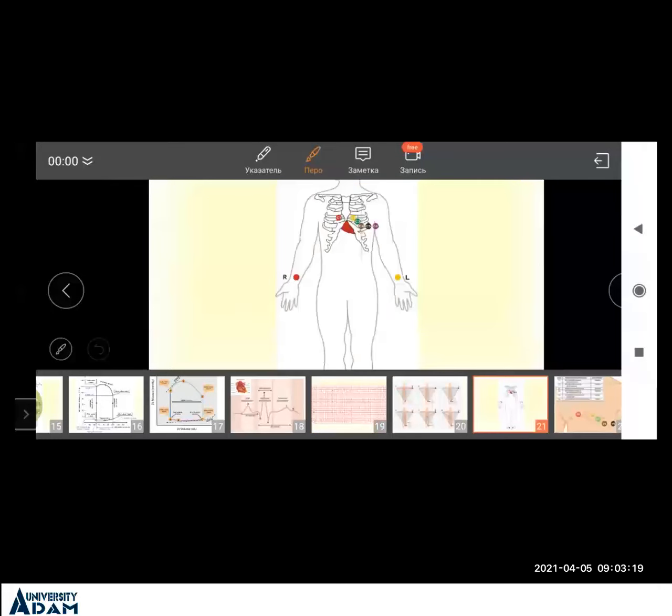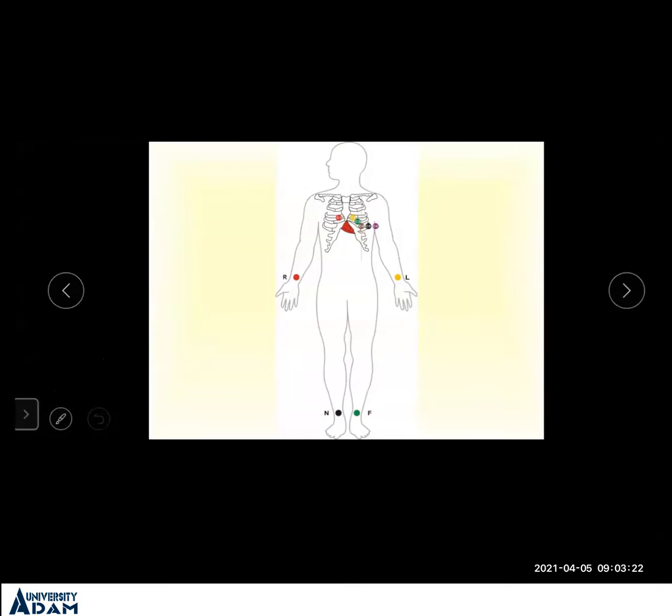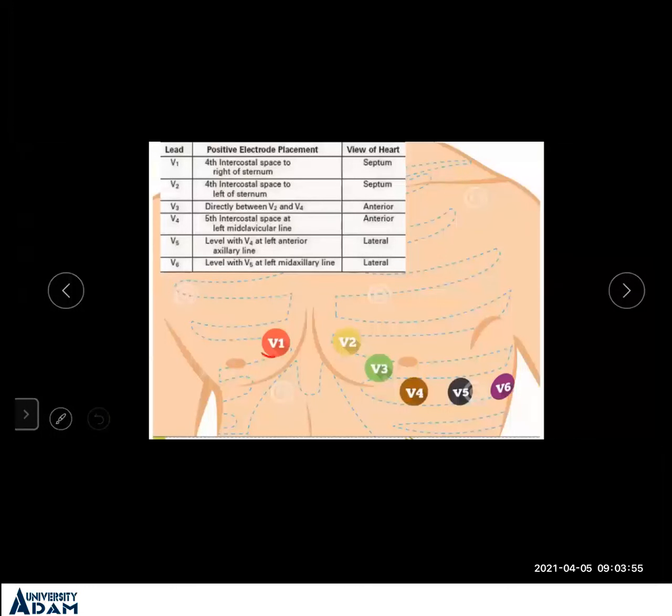How do we register ECG? We apply electrodes on the body: on the right hand, red; on the left hand and on the left foot. And this one is for earth, the earth electrode. And we have 6 electrodes on the chest wall: V1, V2, V3, V4, V5, V6.